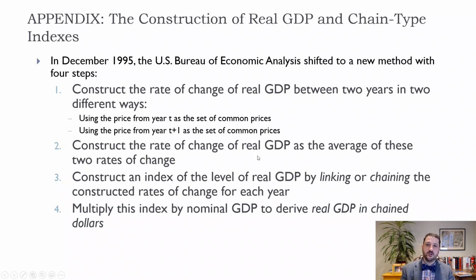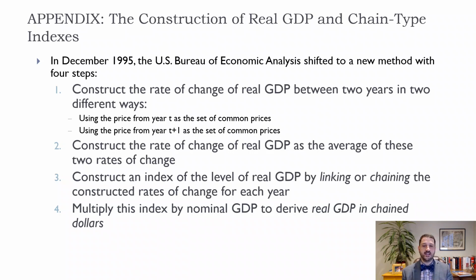So first, you construct the rate of change of real GDP between 2 years in 2 different ways, right? Using the first year as the base year and then using the second year as the base year, just as we did, right, with year 0 and year 1 with the potatoes and wine. Then we construct the rate of change of real GDP as the average of these 2 rates of change. So we had a growth rate of 20% and a growth rate of 25%, so the average would be 22.5%.